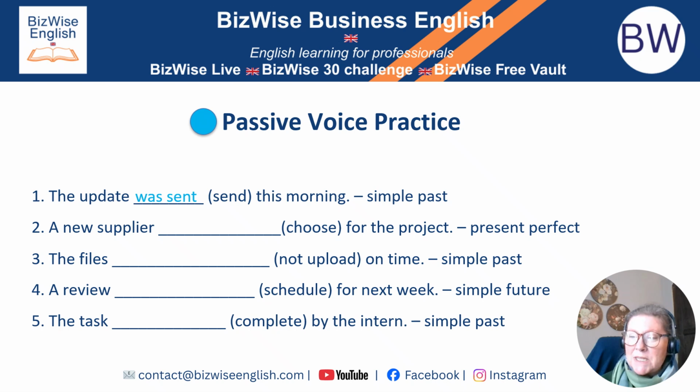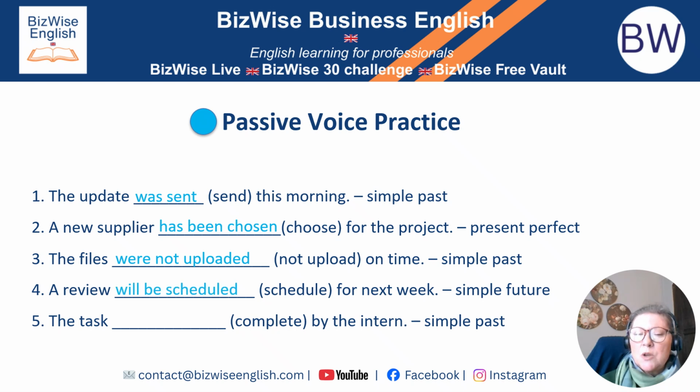The next is to be in the present perfect. A new supplier, present perfect, has been, and chosen is the past participle of choose. The files, we want simple past, the files were not uploaded on time. Number 4, just simple future. A review will be scheduled for next week. And last, in the simple past, the task was completed by the intern. Good.